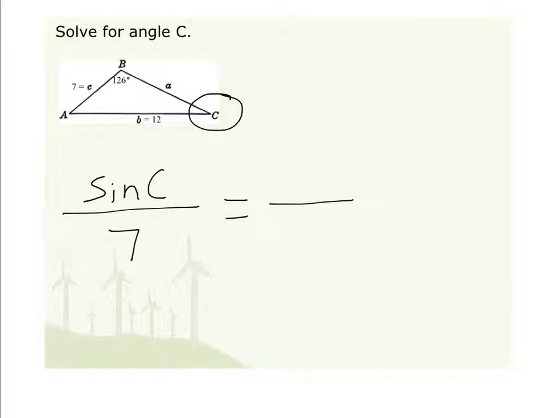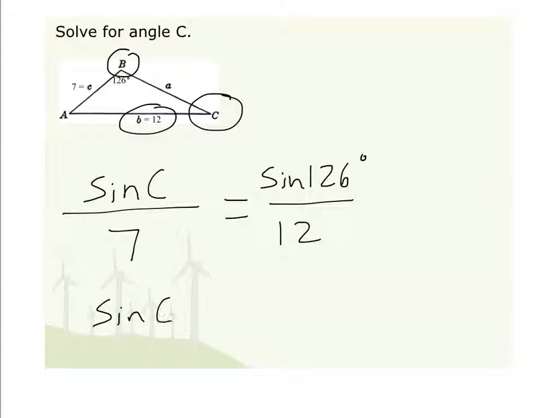Again, I have to pick a combination here where I know both the side and the angle. It looks like angle B and side B is a good option. This would be sine of 126 degrees over 12. Okay? That's the nice thing about the law of sines, it's always set up where I can just cross multiply and divide if that's the way I want to do it. 7 times the sine of 126 degrees over 12.